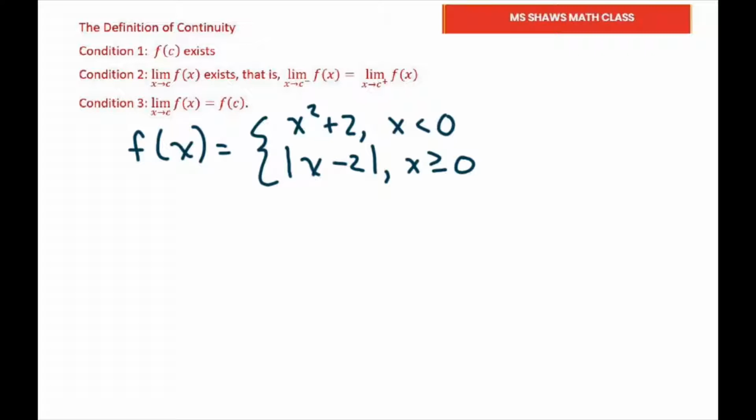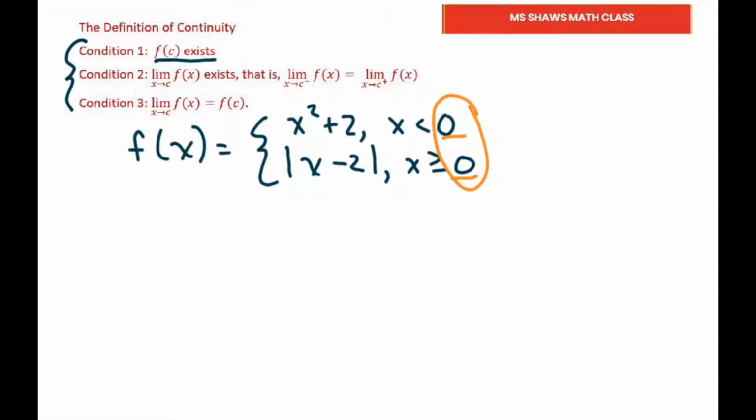Now, the definition of continuity is you have to follow these three conditions. The first thing is f of c exists. In our case, our c is 0. It's always where the change is occurring.